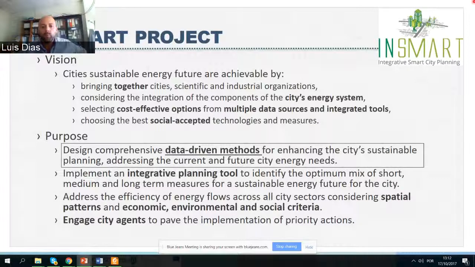So the purpose was to design comprehensive data-driven methods for enhancing city sustainable planning. This was made also by the implementation of the integrated planning tool to identify the optimal mix of short, medium, and long-term measures. And what I will present here is the data collection that was applied to support the integrated planning tool.